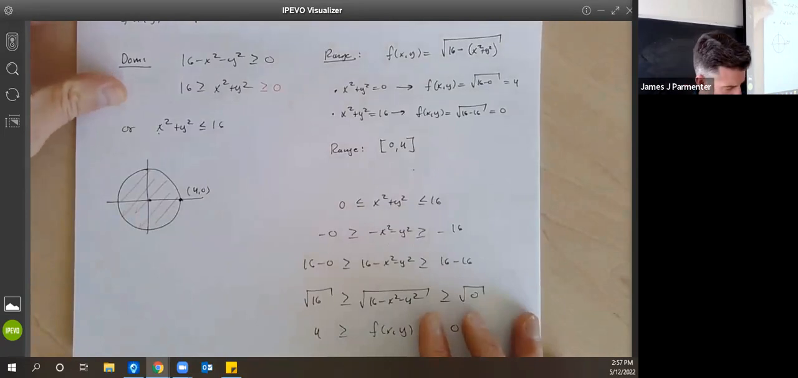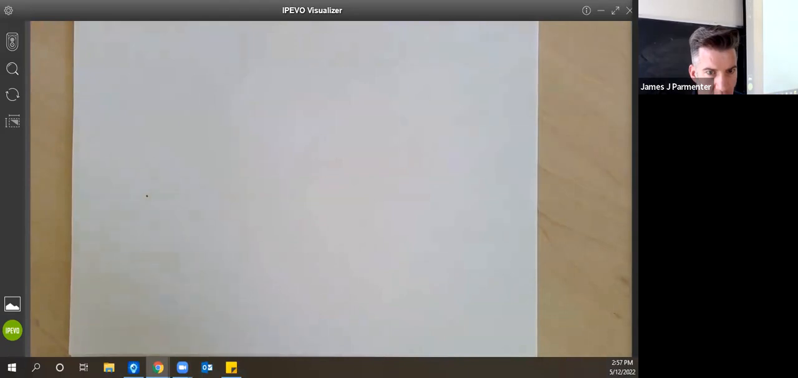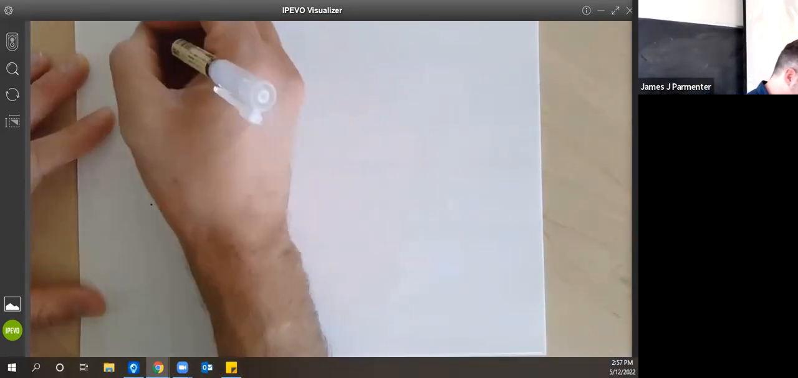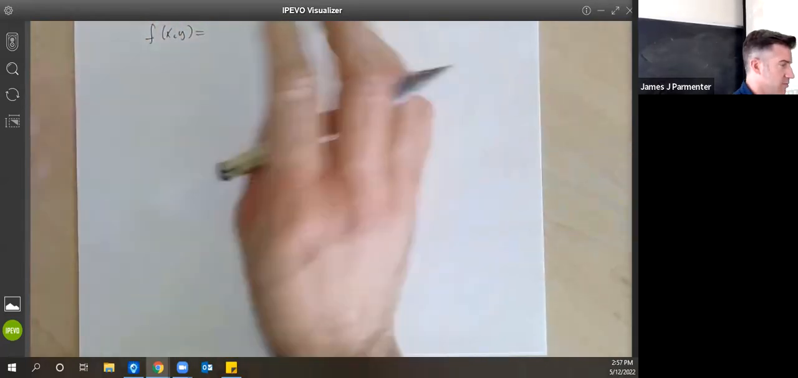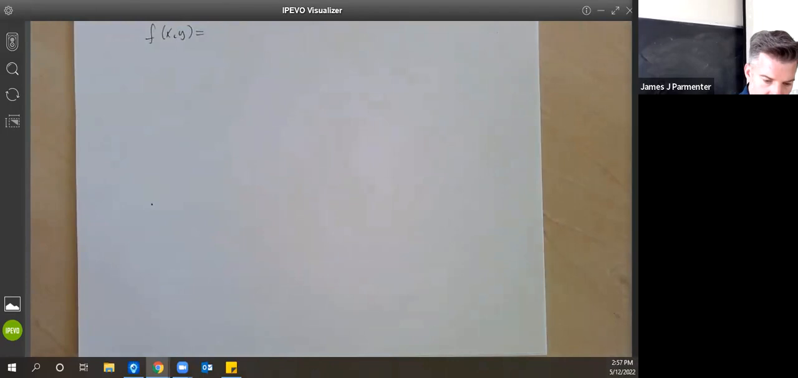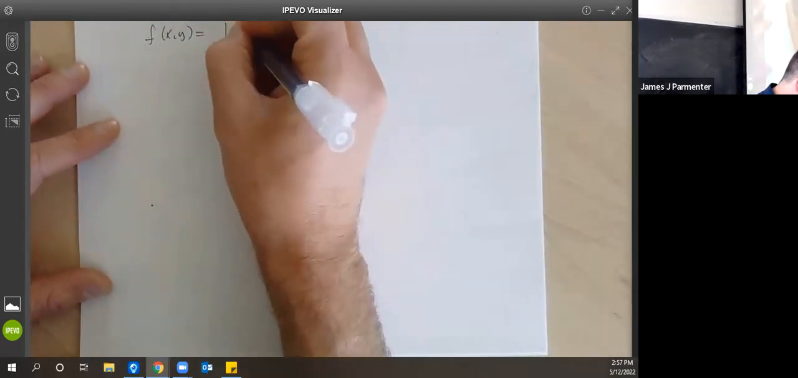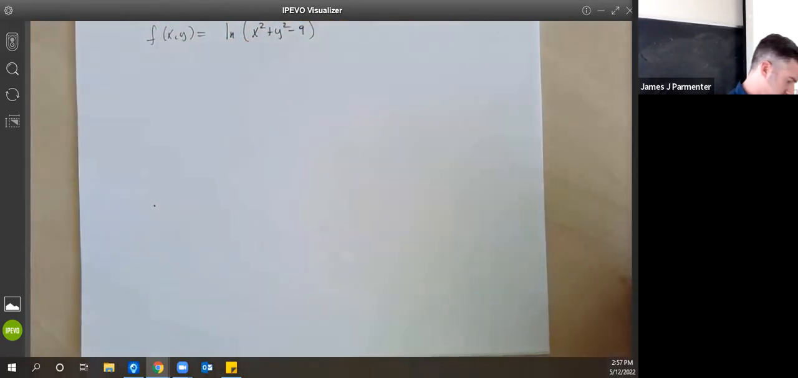Let's go one more example. Let's look at, again, a lot of these have an x squared plus y squared. I'm just going to make one up. Let's say our f of x, y is equal to, let's change it up, the natural log of x squared plus y squared minus 9.